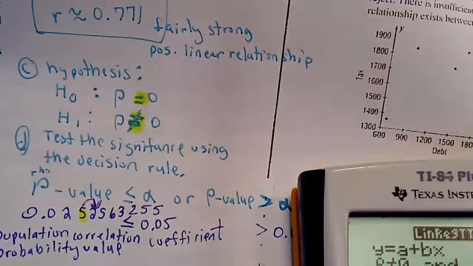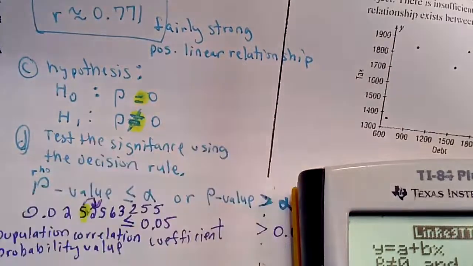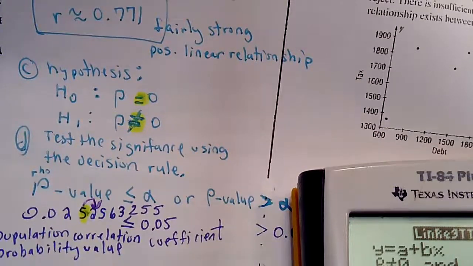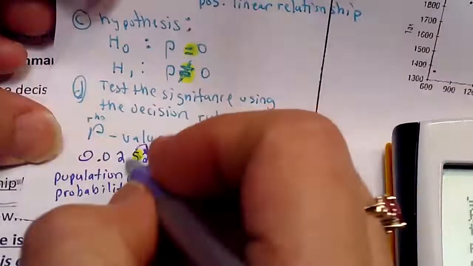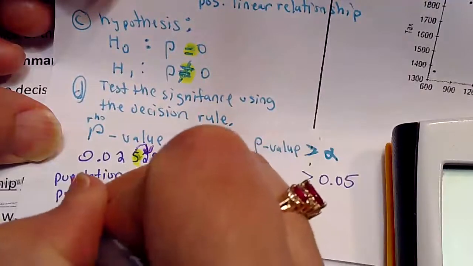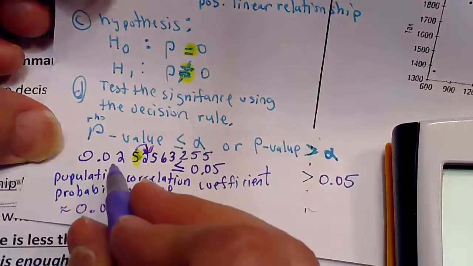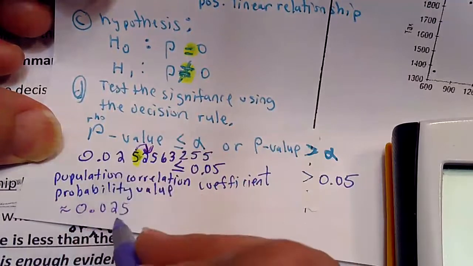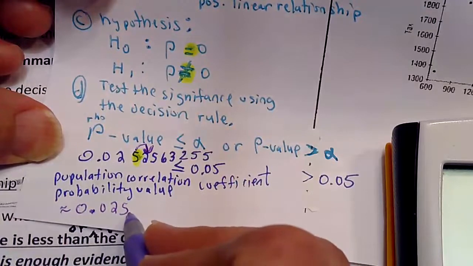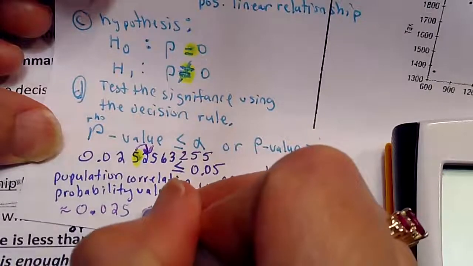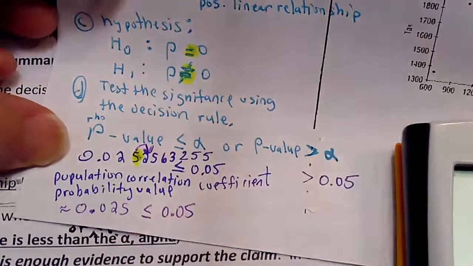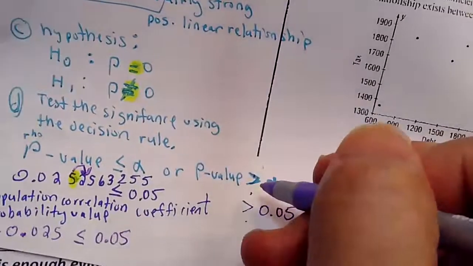So I round this to the nearest thousandth. And I look at the neighbor. Is that neighbor 5 or more? No, it's not. So don't increase that. So this just becomes approximately 0.025. Not 0.026. You don't increase it by one, it stays. But you're comparing that now with the alpha of 0.05. So we come back over here and put that value in here too.